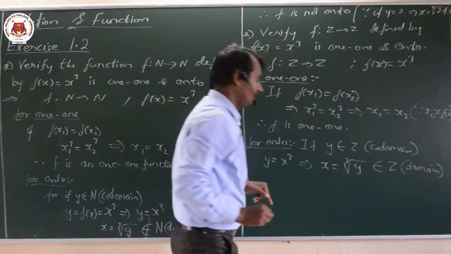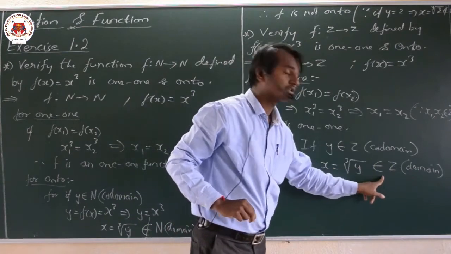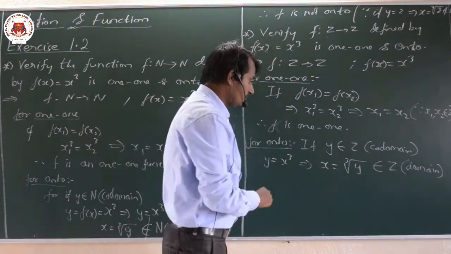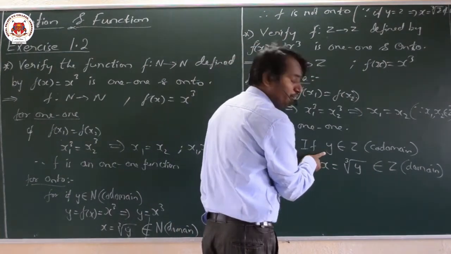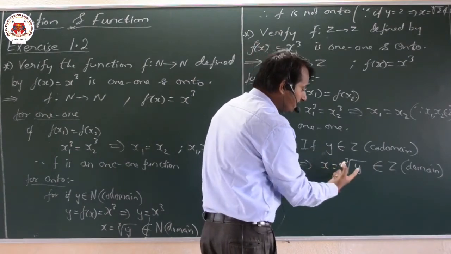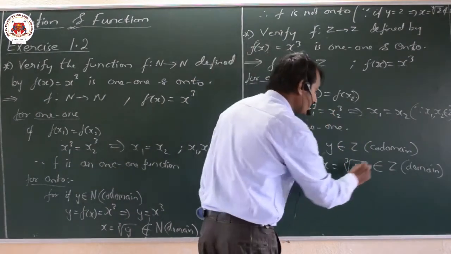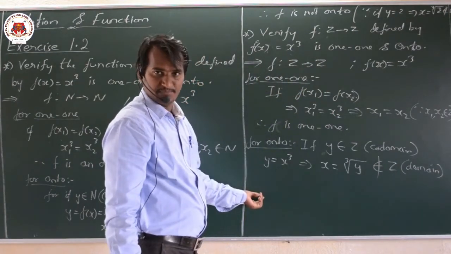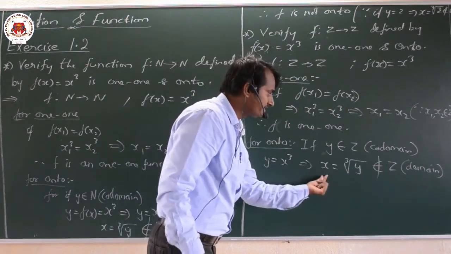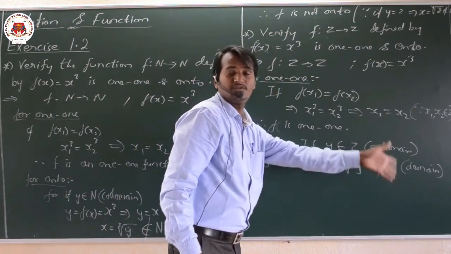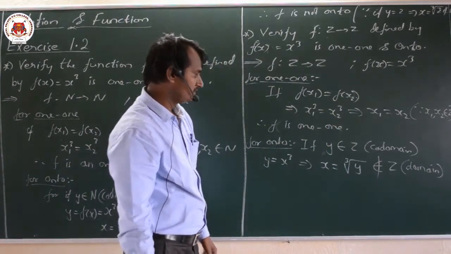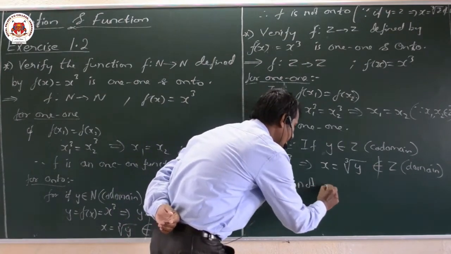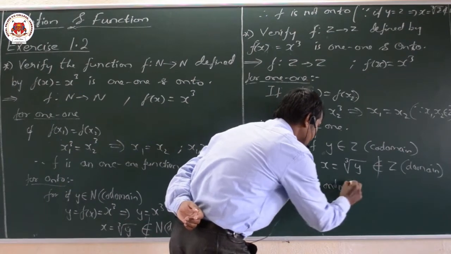My question is very simple. That is, x equal to cube root of y, does it belong to the domain? The domain means, does it belong to the integers? Dear friends, we can observe that if we take y equal to 2, x equals cube root of 2. That does not belong to the integers. Therefore it does not belong to Z here. So if y is equal to 2, x equal to cube root of y does not belong to Z. Therefore f is not an onto function.